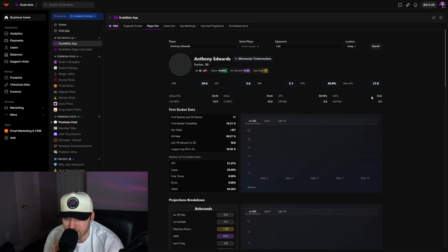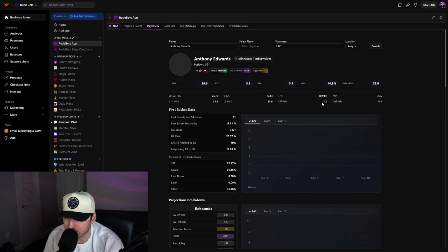And then his minutes per game, once again, 35.6. It's Ant Edwards. That's what we have him projected at. He's a very steady player when it comes to minutes. You don't really need to worry about him too much. But for other players, you can look at their last 10 minutes per game, their last 5 minutes per game, and then also the offensive rebounds per game and defensive rebounds per game.